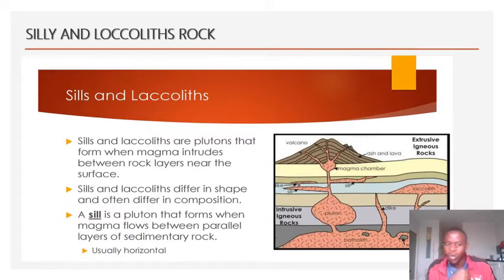We are summarizing, so let's try to be fast, class. Sills and laccoliths are landforms that are formed when magma intrudes between the rock layers near the surface. Sills and laccoliths differ in shape, and often differ in composition. A sill is a landform that forms when magma flows between the parallel layers of sedimentary rock. As you see, the shapes of sills and laccoliths differ, so they do not look the same. Let's continue.